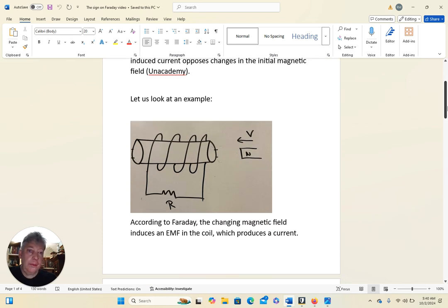And what we have is a coil, and we have a magnet approaching that coil with some velocity. Now, according to Faraday, that's going to be a changing magnetic field through a cross section, which is going to give us a change in flux over time. That change in flux over time will induce an EMF in the wires in the coil, and it'll induce a current.